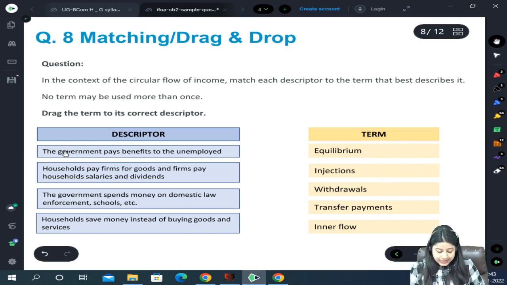So let's see, the government pays benefits to the unemployed. Is this same as equilibrium? Injections, withdrawals.